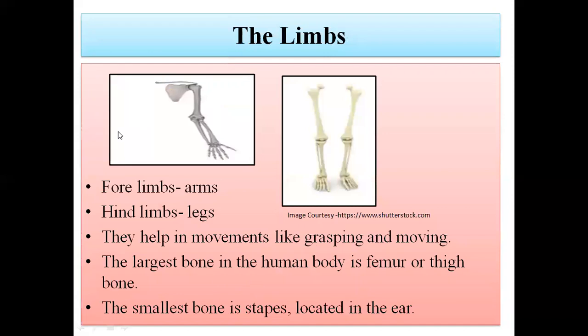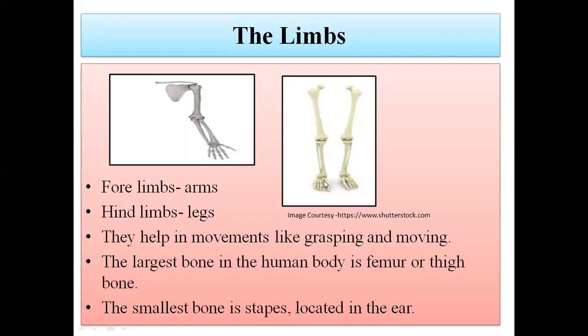And the last part of the skeletal system, that is the forelimbs and the hind limbs. So the forelimbs are nothing but the arms or our hands, and hind limbs are the legs which help in the movement of our body. You can see the structure of the arm here, how it is arranged, and this is the structure of the hind limbs or legs. They help in movements like grasping and moving. So when we want to move from one place to another, these legs help us.